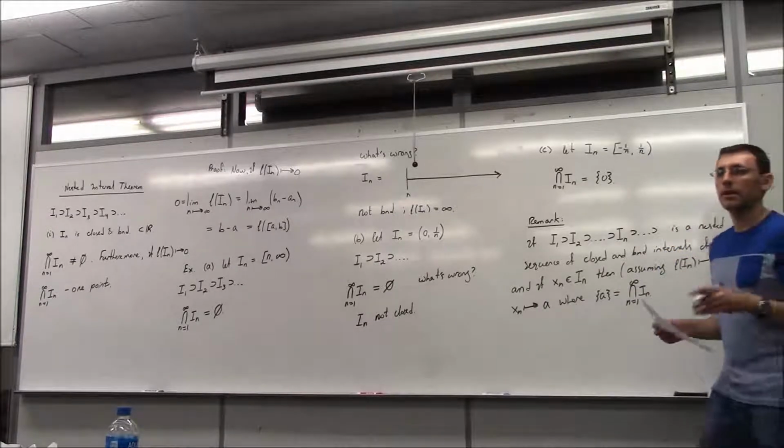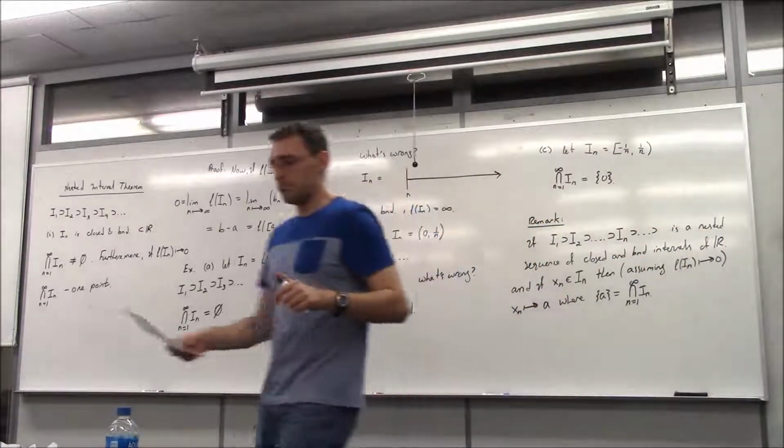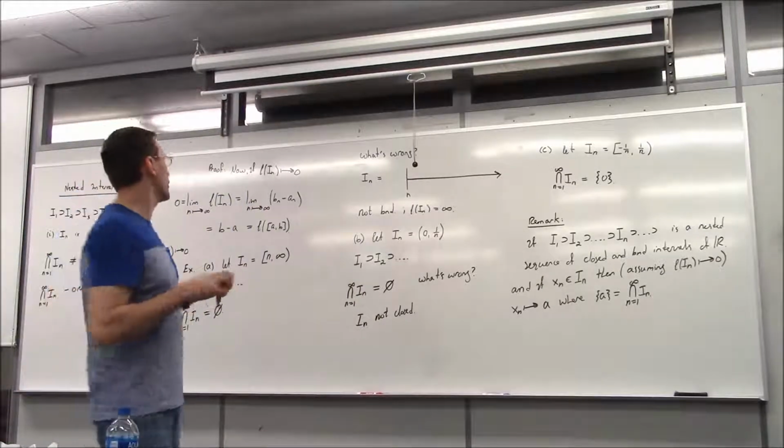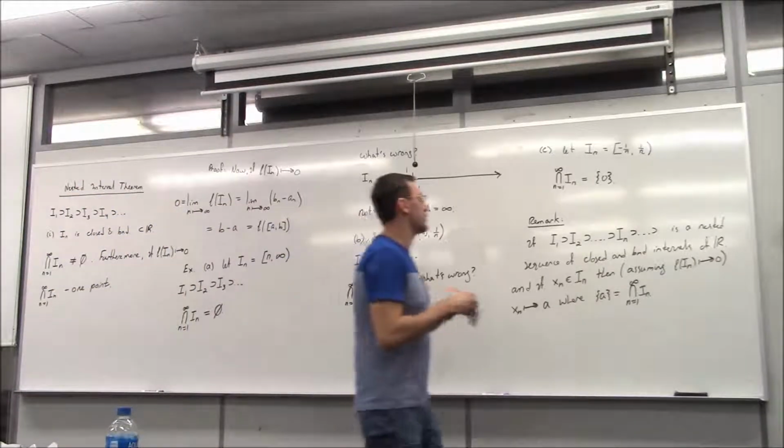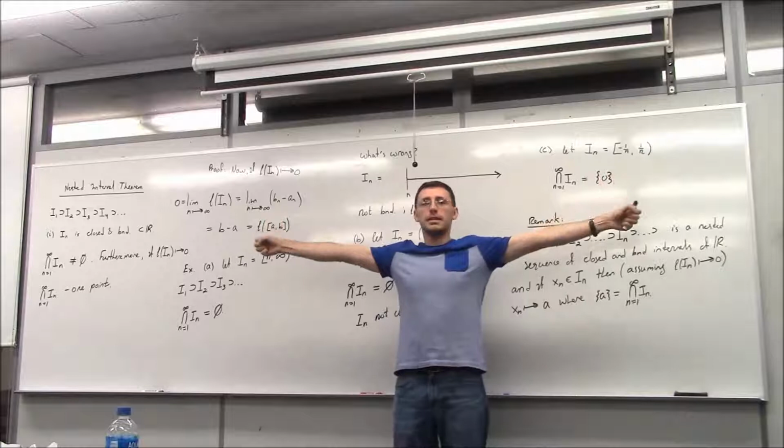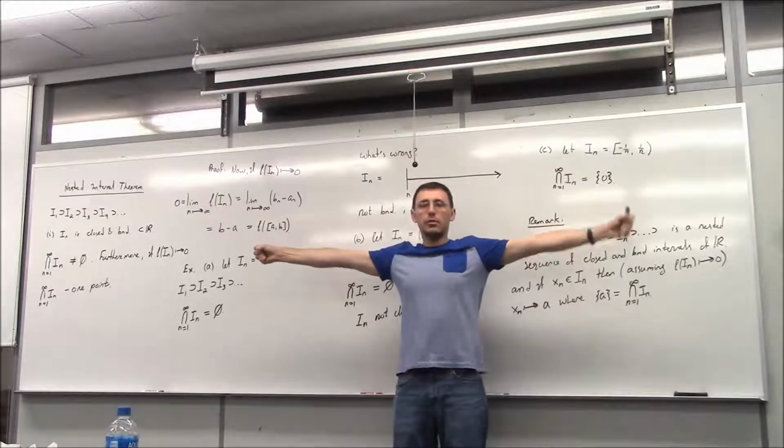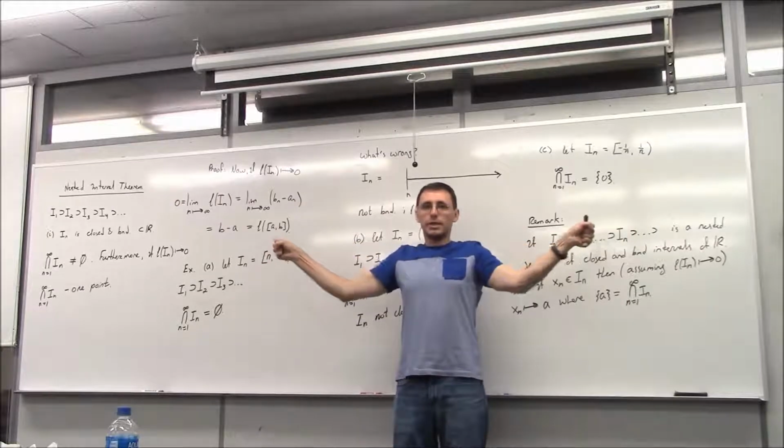You agree? So why is it true? You can think of the nested interval theorem dynamically. You can think of this as two walls. One wall at A, one wall at B, and the walls are closing in, like in Indiana Jones.